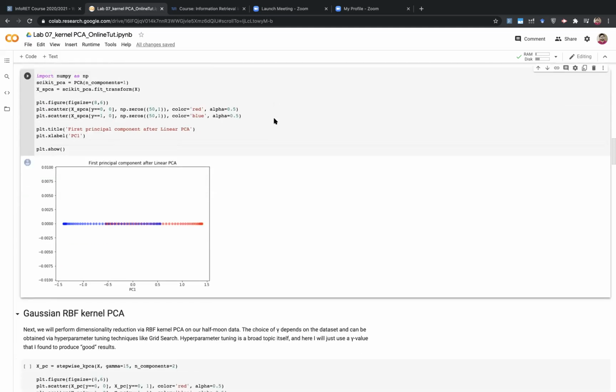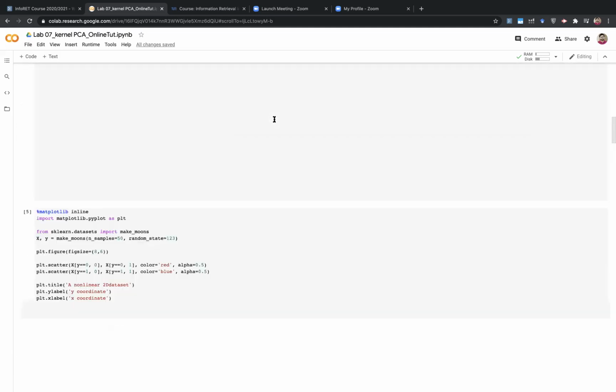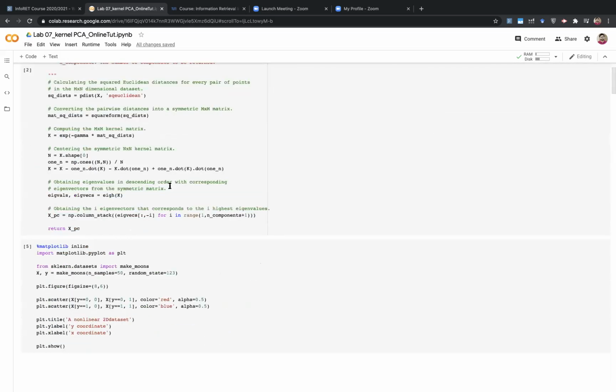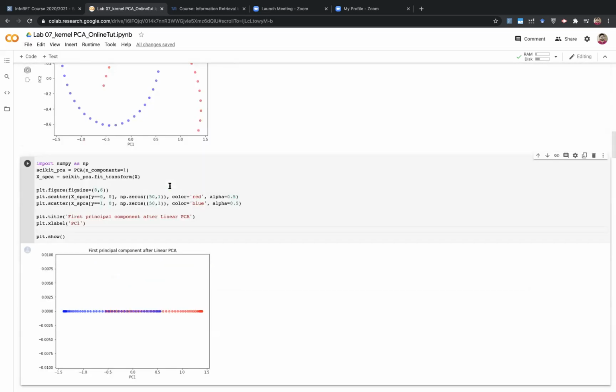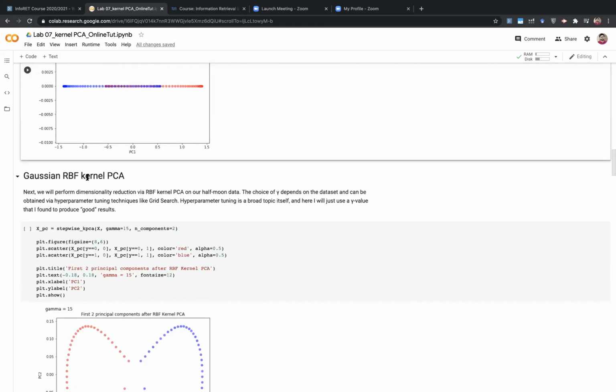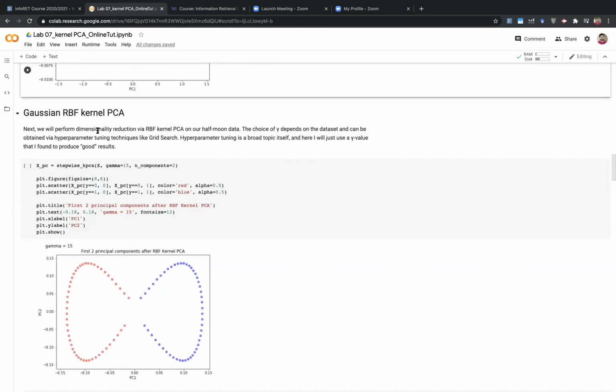Okay, now let's go back to this Gaussian RBF kernel. It's coming from the same family, right? So now we will perform dimension reduction via RBF kernel PCA on our half moon data set. The choice of sigma, or in this case gamma, depends on the data set and can be obtained via hyperparameter tuning techniques like grid search. Hyperparameter tuning is a broad topic in itself. We don't want to go into too much detail there.